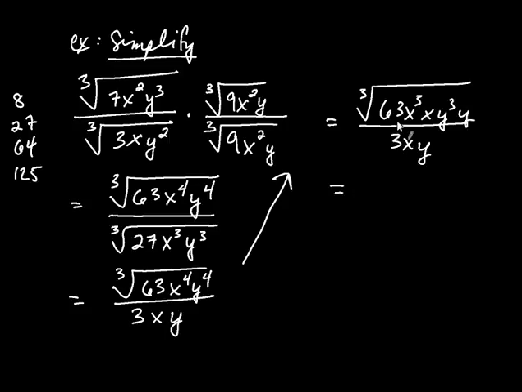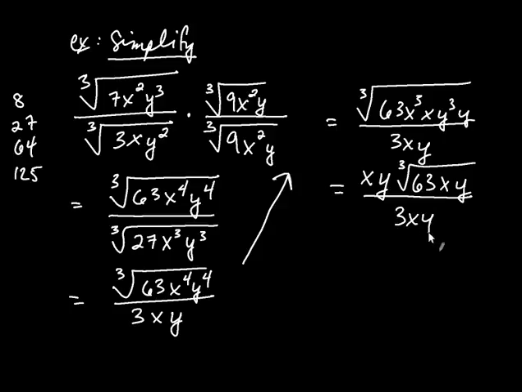Okay, now the cube root of that x cubed right there is going to become an x. So I'm going to have an x, and the cube root of y cubed is going to be y, and we still have under the radical, well, the 63 hasn't gone anywhere, right? And notice that this x is still there. And same thing with this y. Those two haven't moved. And then all over 3xy still.